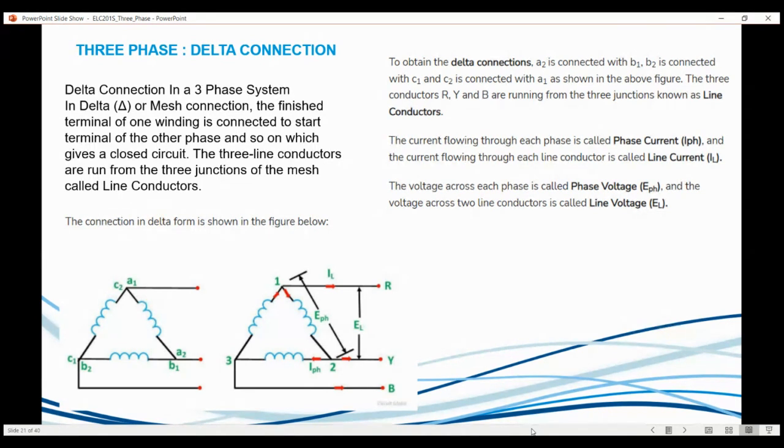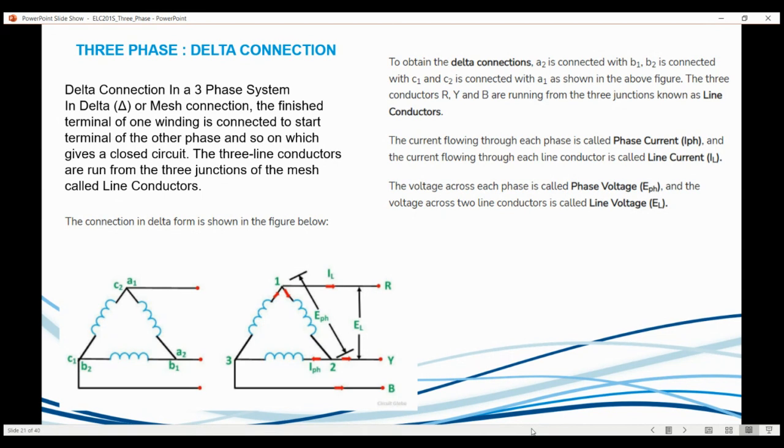Looking at this, our phase voltage will be, for instance, between 1 and 2, or 2 and 3, or 1 and 3. It's one side of the triangle, that'll be a phase, and then your line voltage will be from point 1 to point 2, or 1 to 3. Again, I think of this as a parallel arrangement, therefore the voltage will be the same across all phases.